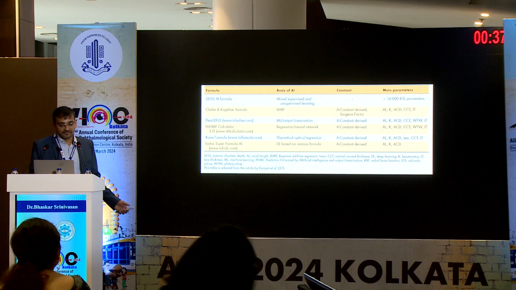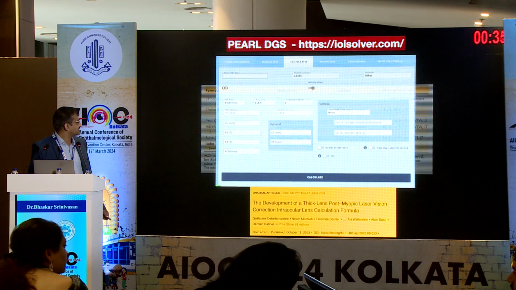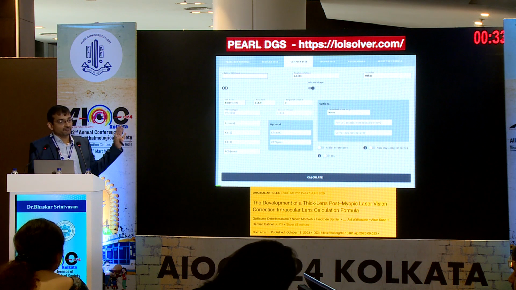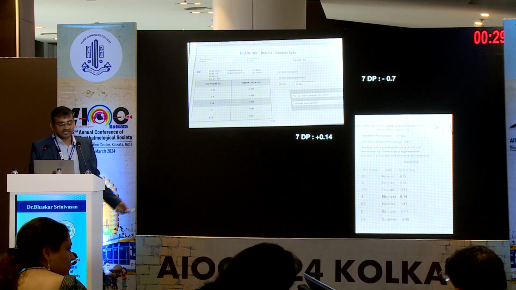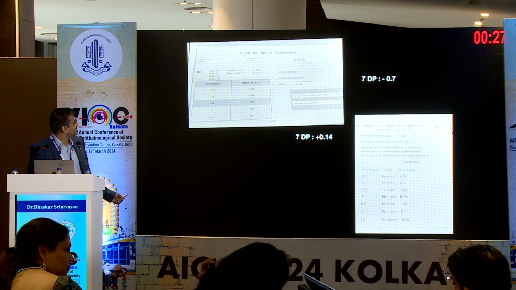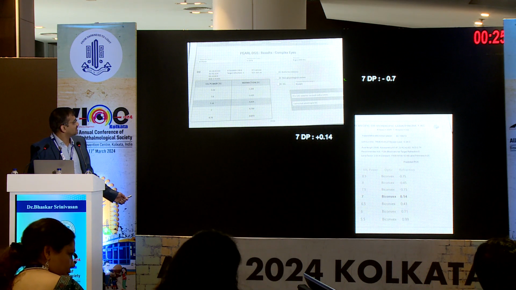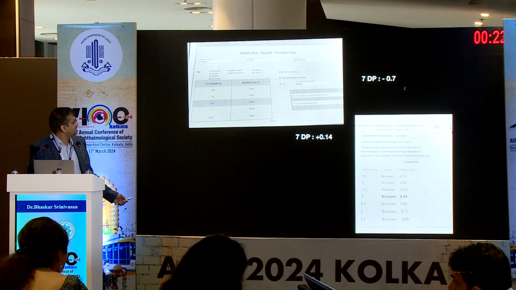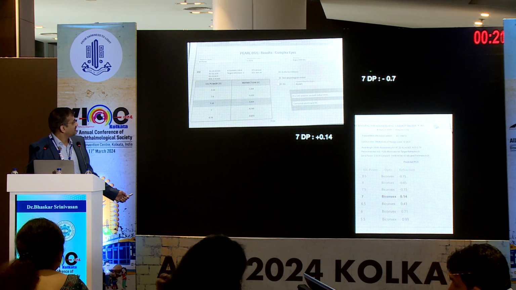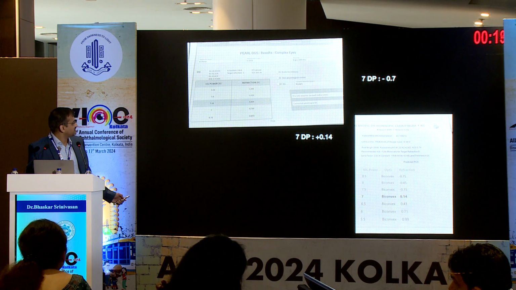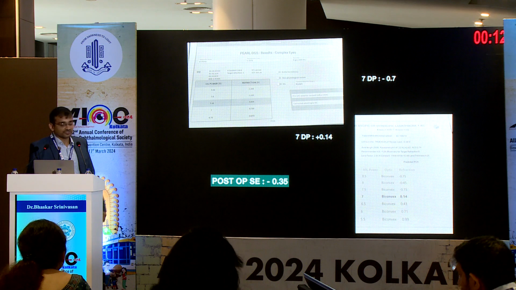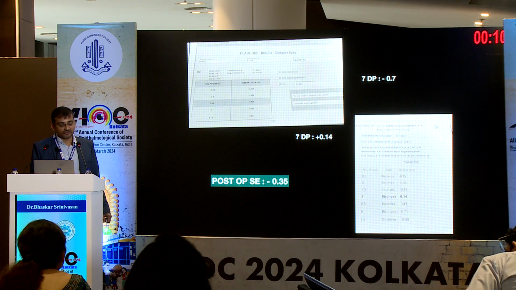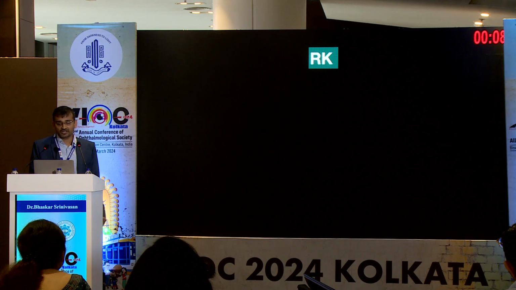Artificial intelligence has come into cataract surgery, and in post-LASIK you have only one AI formula which is available online, that is Pearl DGS. Just to show an example, this is a patient where we did a post-LASIK. Pearl DGS is showing us a 0.7 when we decided to put a 7 diopter lens, and Barrett True K was showing 0.14. So we went ahead with the 7 diopter and we got a post-op spherical equivalent of 0.35. So these formulas do work.